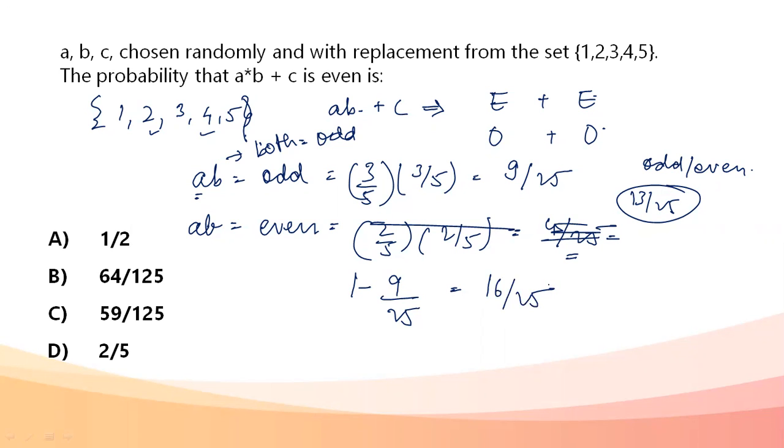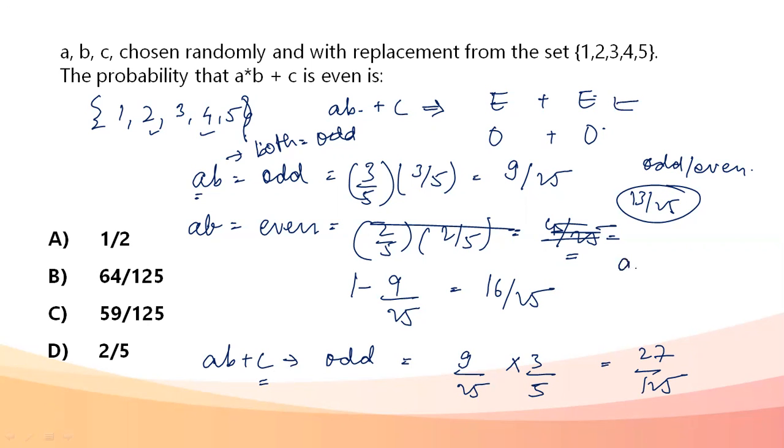Now AB plus C is odd if AB is odd and C is even, or AB is even and C is odd. So probability for this whole thing to be odd comes out to be 9 by 25 into C, if it has to be odd, becomes 3 by 5. When we do the multiplication, comes out to be 27 upon 125. Or like we have already defined, if both of them are going to be even. So A into B plus C, if we consider it for even, so this becomes 16 by 25 into C being even becomes 2 by 5, 32 by 125.